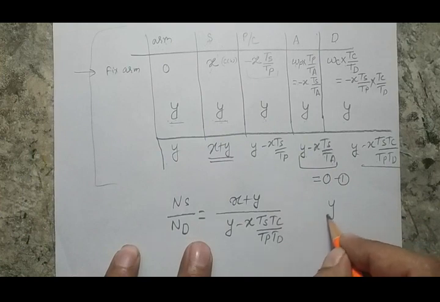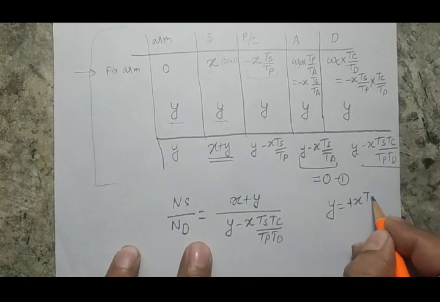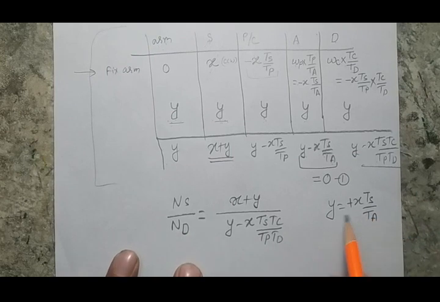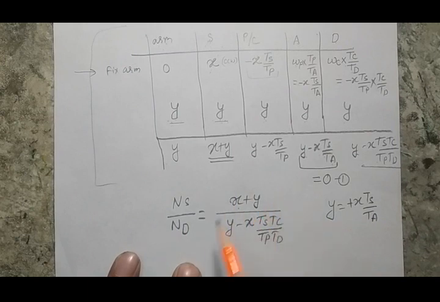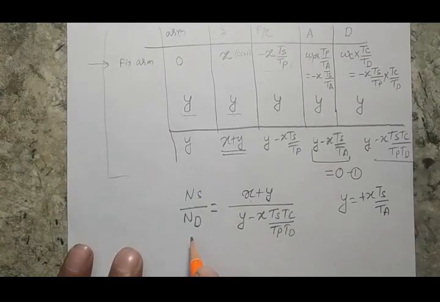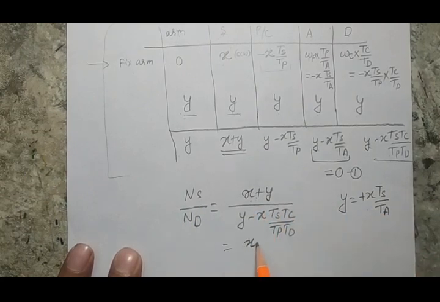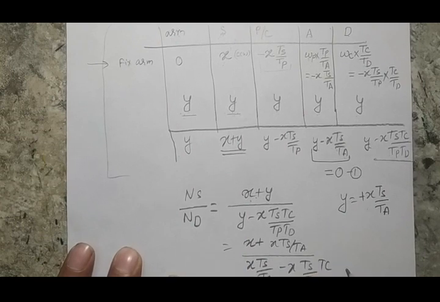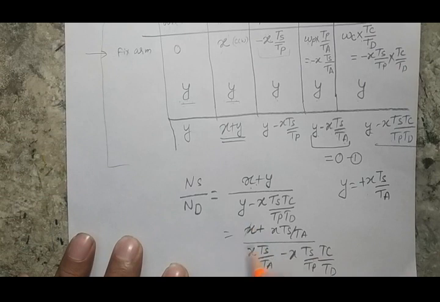So when I put y is equal to minus x plus x ts by ta, and put this y value in this formulation and take out x common, my problem will be solved because x will be cancelled out, and finally you can say that these are the two equations. So I put y in this, so it will be x plus x ts by ta divided by x ts by ta minus x ts tc by tp td. So this x will cancel out, and when you put all the values, you get 15.